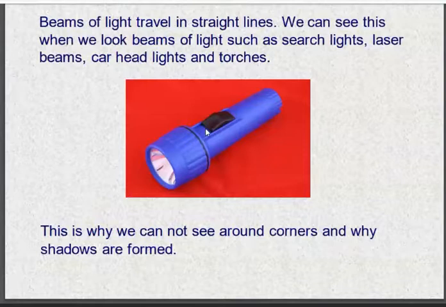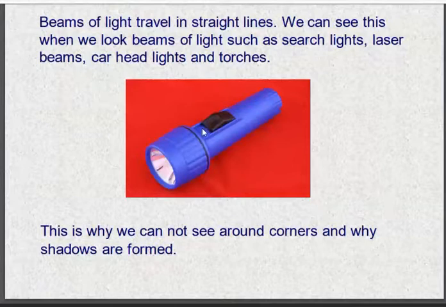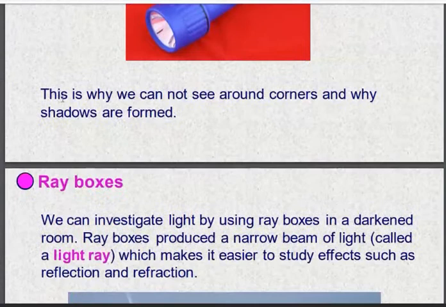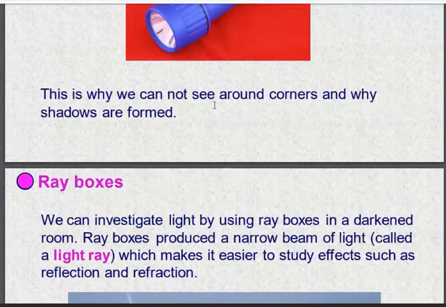So a ray is a small intensity. On the other hand, a beam is a bundle of a large number of rays together, called a beam of light. Now, this is why we cannot see around corners and why shadows are formed.